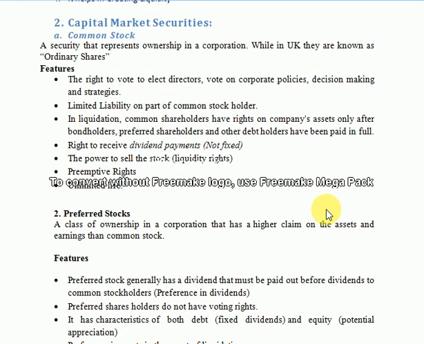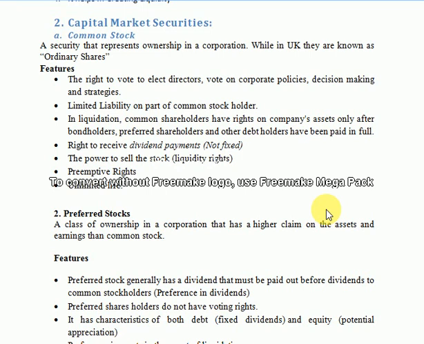Next one, the power to sell the stock, liquidity right. That is called liquidity right. So when the company issues the common stock to common stockholders, the maturity of the common stock is unlimited until and unless the business is in operation. So common stock will not be called back, will not be redeemed. But it doesn't mean that, let's suppose if I purchase the common stock of ABC company, I will not sell the common stock while the company is in operation. I have this right that any time I can sell the common stock.